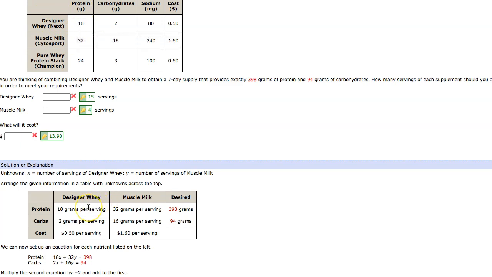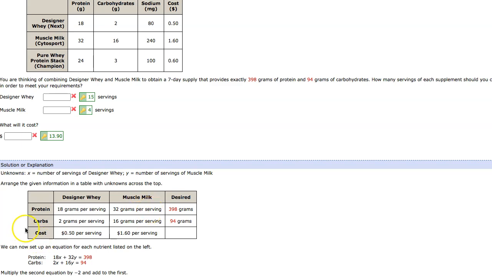Oh, okay, he's rearranging the table. So he's put protein in rows. So the protein is 18, 32, 24. But we don't want the pure whey; we want the designer whey. So we ignore the pure whey and just do the designer whey, and instead of going down, we go across. So 18 grams per serving, 32 grams per serving.